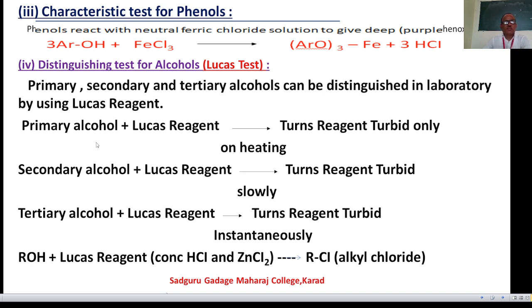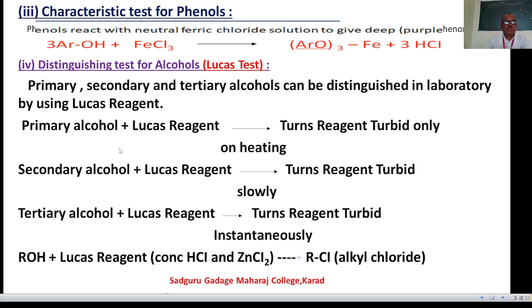Again, I will repeat this point. Primary alcohols, when they react with Lucas reagent, are less reactive. So for the reaction, heating is required and turbidity appears very, very slowly. In case of secondary alcohol, it reacts with Lucas reagent and turns the reagent turbid faster as compared to primary alcohol. Then in case of tertiary alcohol, it reacts with Lucas reagent, no heat is required, this reaction is very fast and turbidity is obtained fast. So this is the distinguishing test for alcohols.